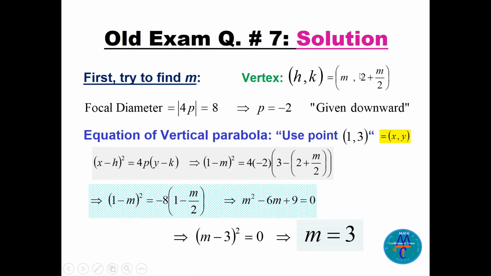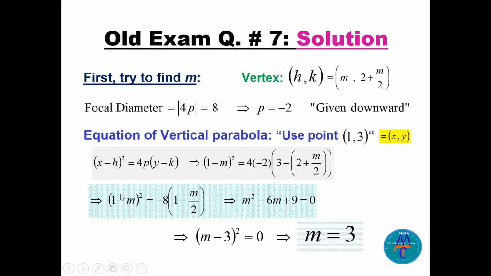h from the vertex given is m. And then the k, 2 plus m over 2. It's not an easy equation, but you can work it out. 1 minus m all squared equals minus 8. Inside, you multiply with the minus, the inside bracket, 3 minus 2 is 1, minus m over 2.